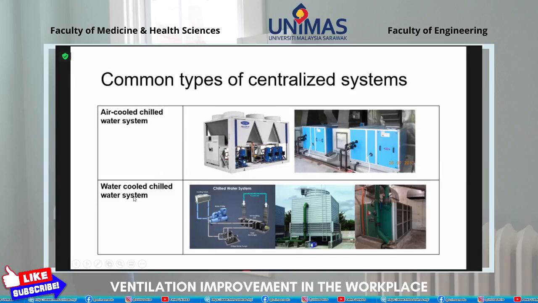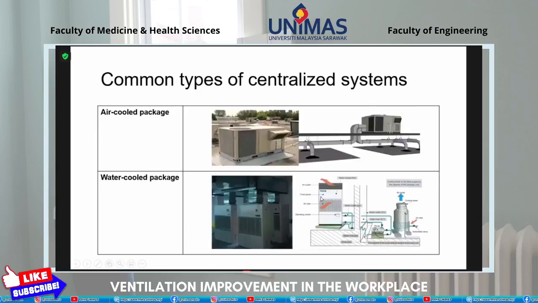Okay, the second system that we commonly have for centralized systems is the water-cooled chilled water system, where the system is cooled by chilled water from a chiller, and the chiller is cooled by the cooling tower. The condenser water is coming from the cooling tower instead of from the air. For this case, it is commonly available with a cooling tower, which is normally visible to the public. If there is a cooling tower, most likely it is a water-cooled chilled water system. Again, it is coupled with an AHU, but the AHU most of the time will not be visible to the public.